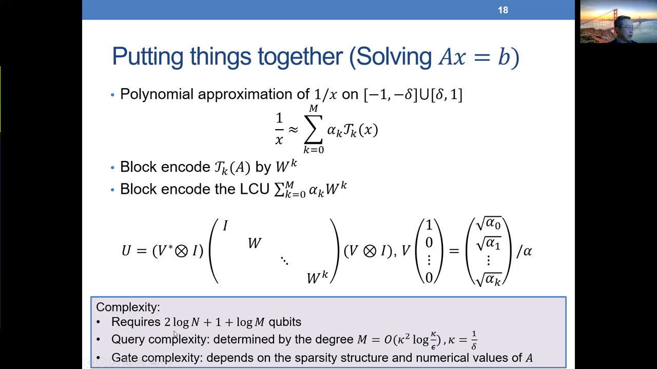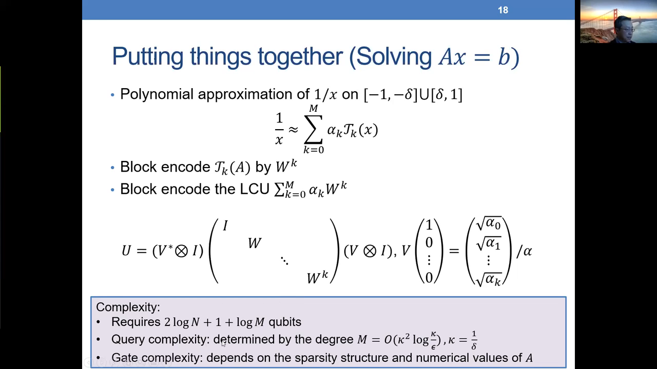To do that, if the matrix is size n, then we need log n qubits to encode the original matrix. We need another log n, remember we make the matrix 2n by 2n. So we need 2 times log n to encode the quantum walk. Then we need log M qubits to encode these coefficients.